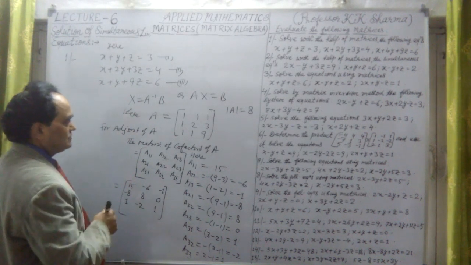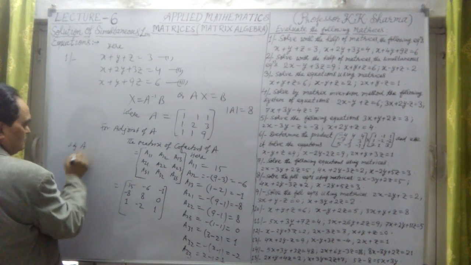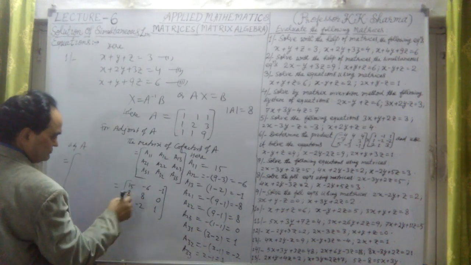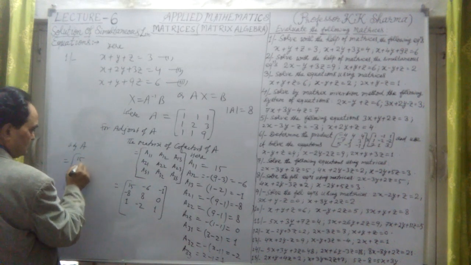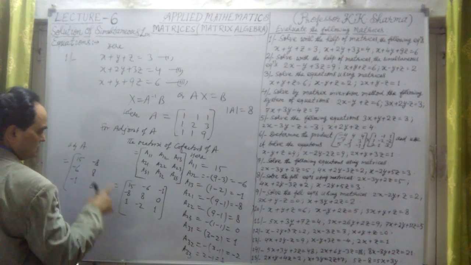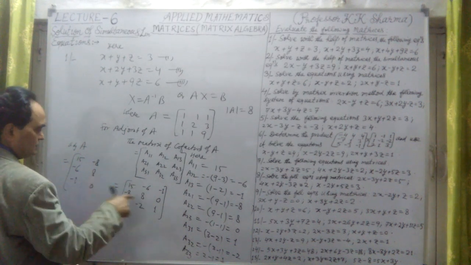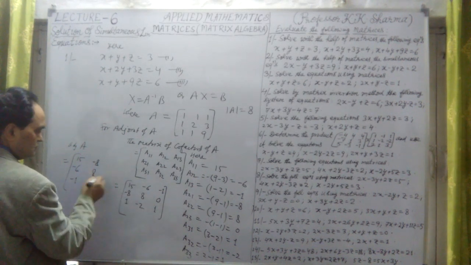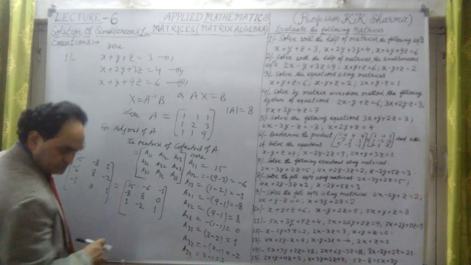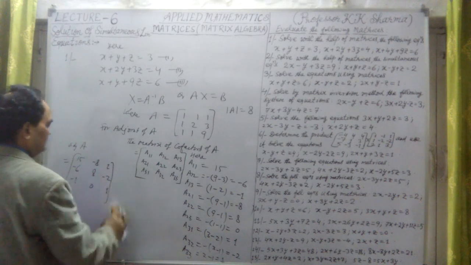Therefore, adjoint of A is equal to the transpose of this. Transposing this will be 15, minus 6, minus 1 in the first column, then minus 8, 8 and 0, writing rows as columns. The third column is 1, minus 2 and 1. So this is your adjoint. Adjoint of A is this.